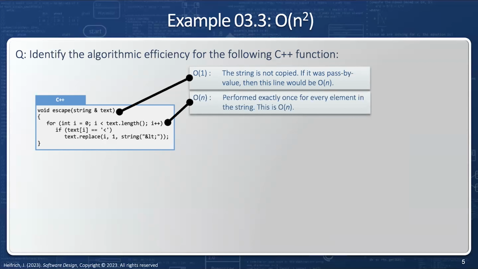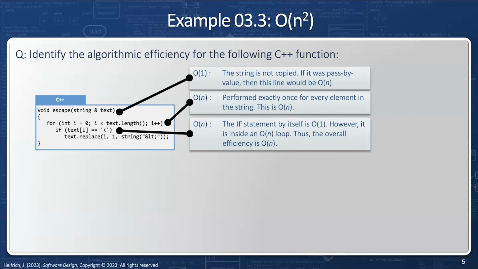Now, how long is it going to take for us to iterate through every element in the list? The answer is O(n), because we're going to visit every element exactly once. If there are n elements, that's O(n). Now, the if statement: we are going to execute this if statement exactly once per iteration in the loop, and this if statement by itself is O(1). However, because it's in an O(n) loop, then this is going to be O(n) as well.